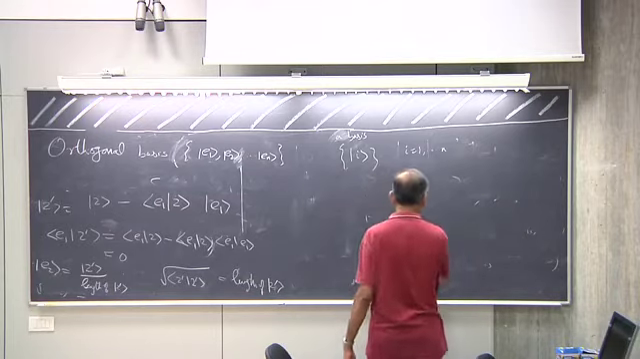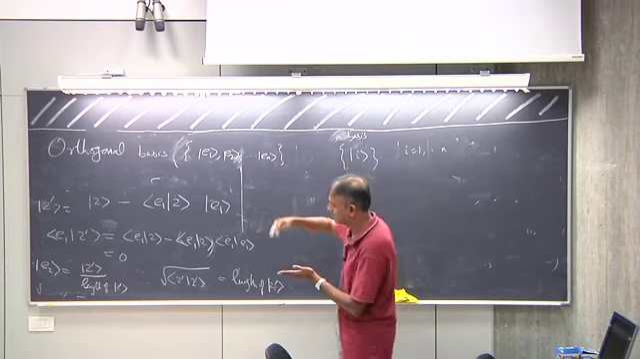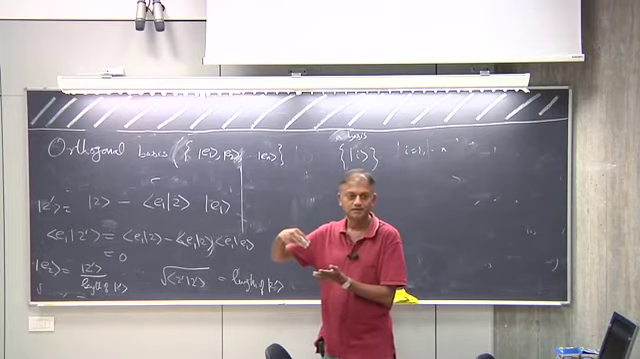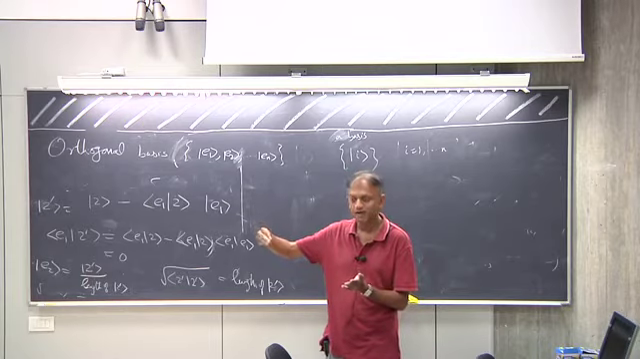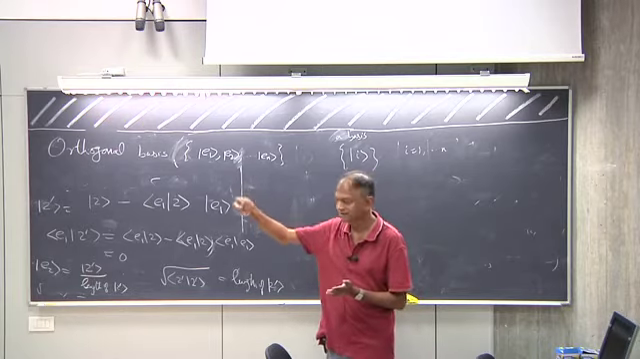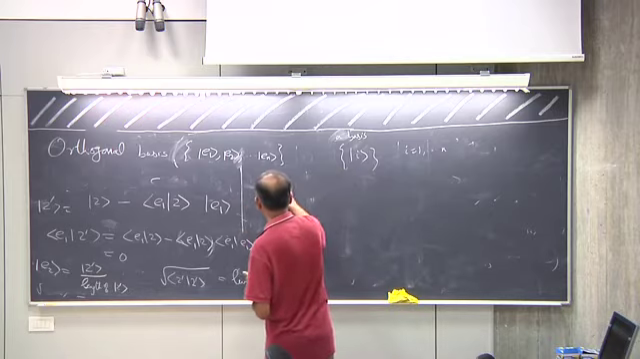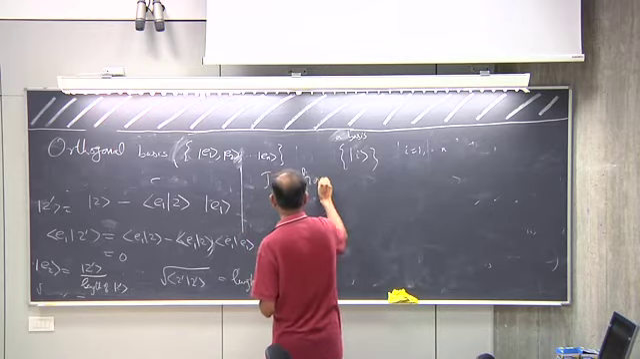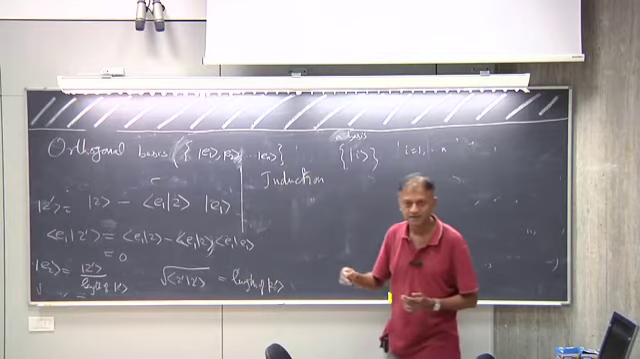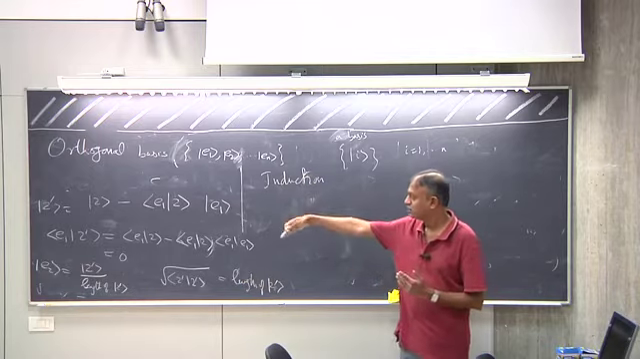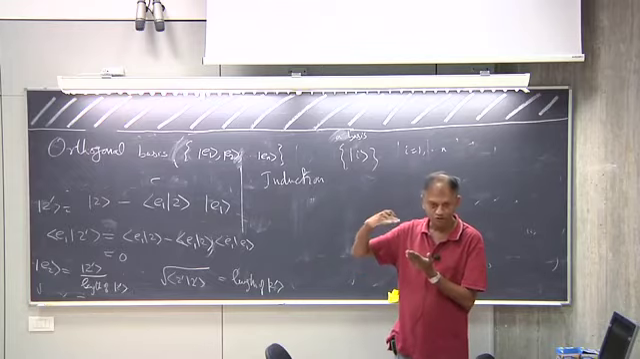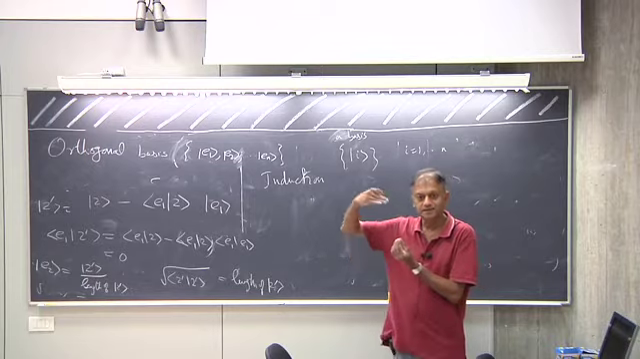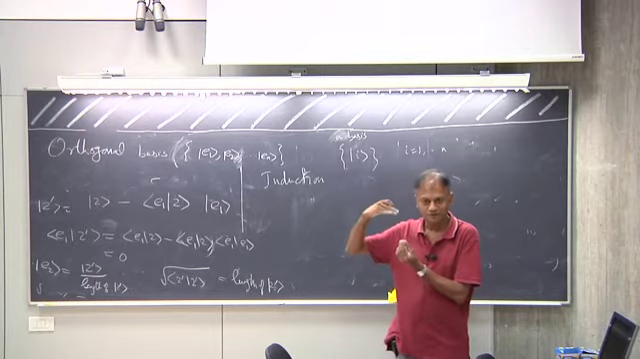So suppose I have done this procedure up to some k, I have constructed the first k orthogonal vectors. Now I want to construct the k plus 1th. This is by induction. This procedure is called induction. By induction, you want to prove this. So suppose I have gone through this procedure and constructed the first k orthogonal vectors. Now I want to show that I can construct the k plus 1th orthogonal vector.